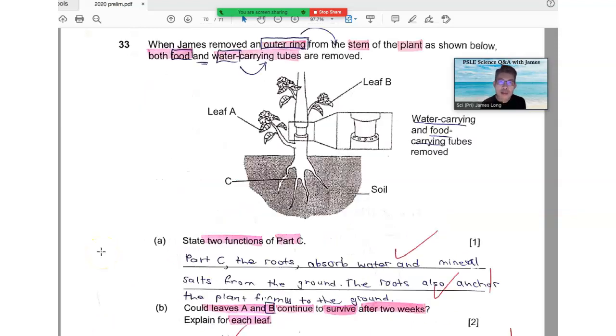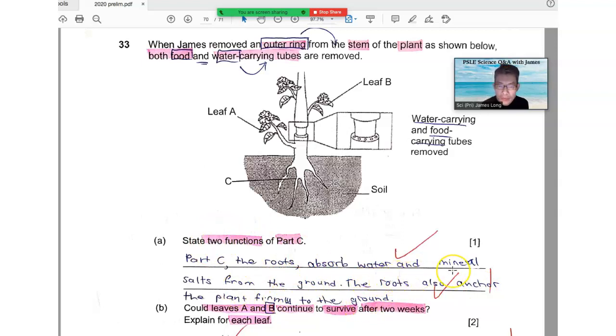Now this next one is about your plant transport system. So here, what's the function of part C? Clearly, this is a give mark question, just to ease you into the question. So part C, roots absorb water and mineral salts from the ground. There are two functions. The other one is the roots also anchor the plant firmly to the ground.